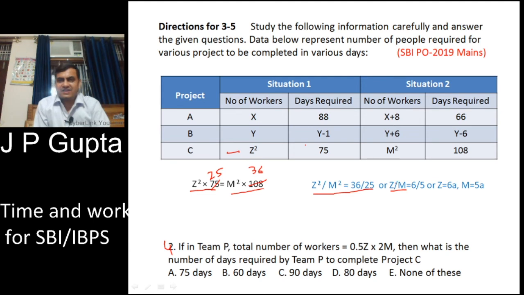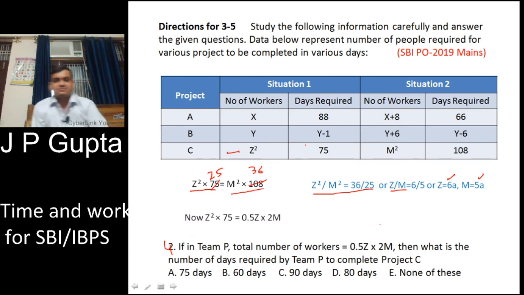So either we take efficiency 6 and 5, but 6 and 5 is not the exact value, so better to take 6A and 5A. However, it will be cancelled out. Why? Because in Z square you have A square, and in M square also A square, so A square will be cancelled out in both cases. It's perfectly okay to take 6 and 5, but until it's clear, you can start with 6A and 5A.